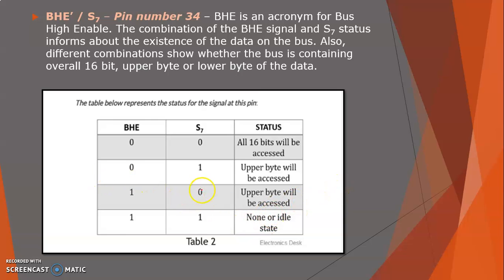I think so 1 0 is for lower byte but there is upper byte will be accessed. 1 0 रहेगा तो अपर बाइट will be accessed. So this defines कौन से सिग्नल हाई अनेबल है, कौन से सिग्नल लो अनेबल है. 0 0 रहेगा तो सारे के सारे all 16 bit will be accessed. 0 1 रहेगा तो अपर बाइट will be accessed. 1 0 रहेगा तो अपर बाइट will be accessed and 1 1 रहेगा तो नन और आइडियल स्टेट.